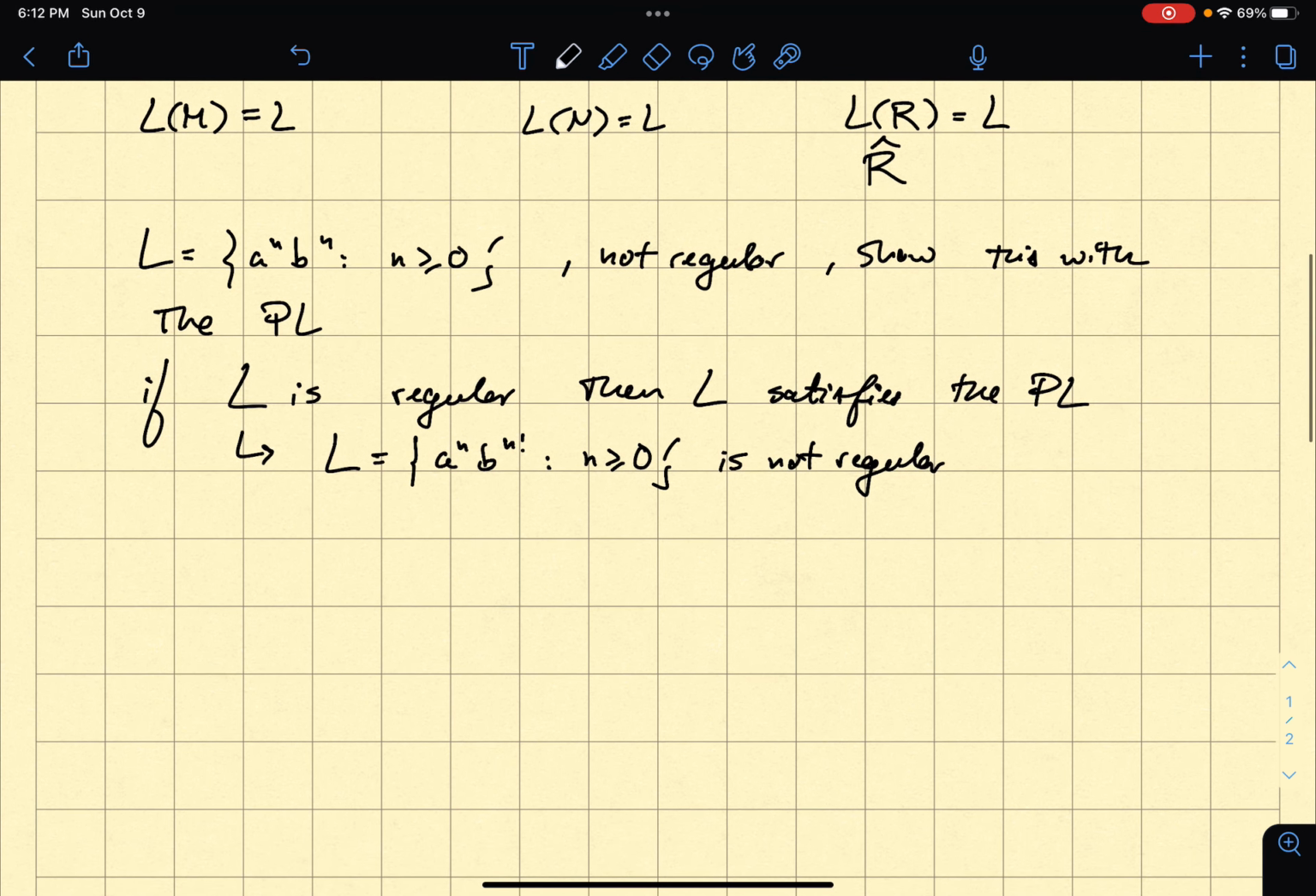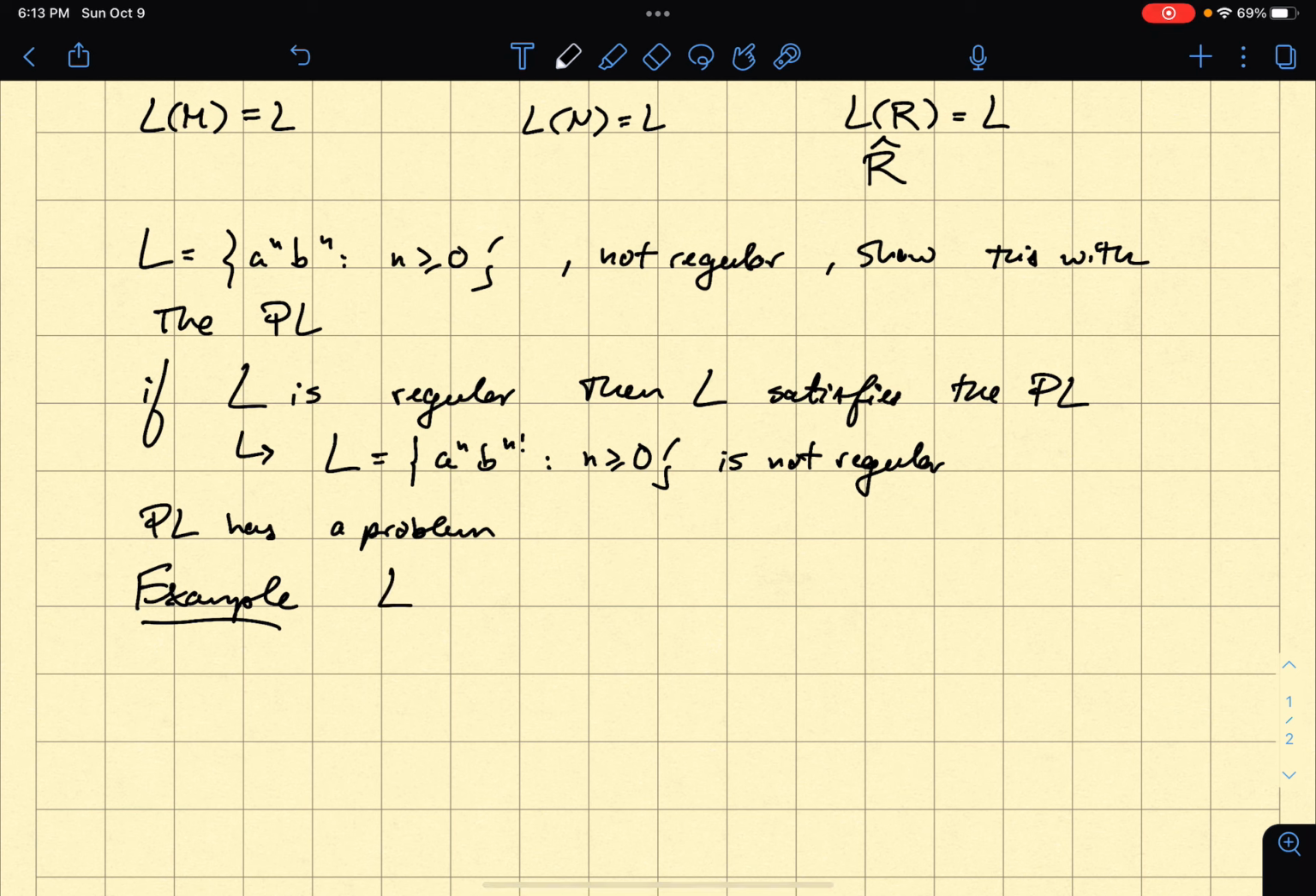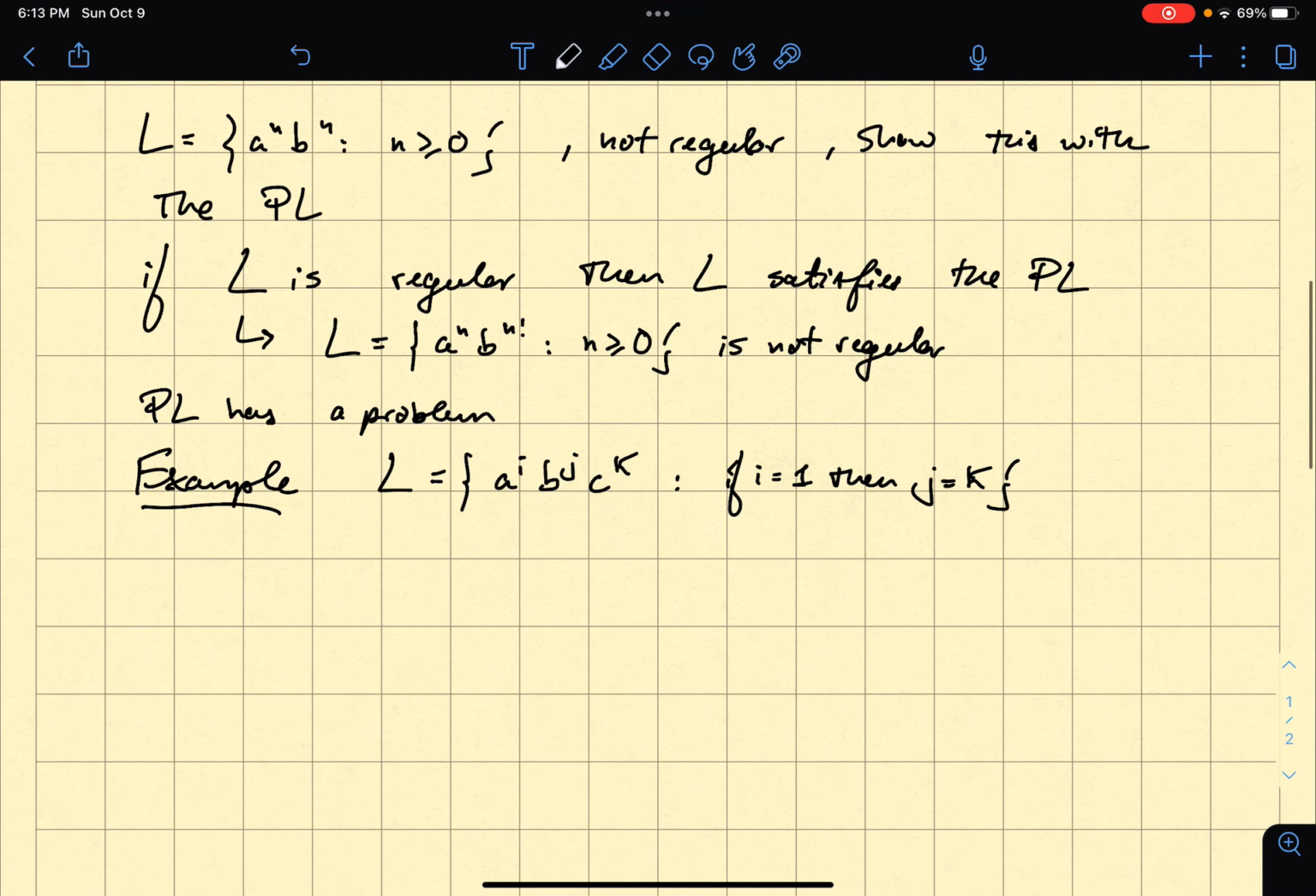And so then we saw during the lecture that there's a problem with the pumping lemma, right? The pumping lemma has a problem, and that problem is that there are some languages L for which you can't show that the language is not regular using the pumping lemma. So for instance, if you take this language, a^i b^j c^k, where if i is equal to 1, then j is equal to k, right? This language here, which hopefully you see isn't regular, right?